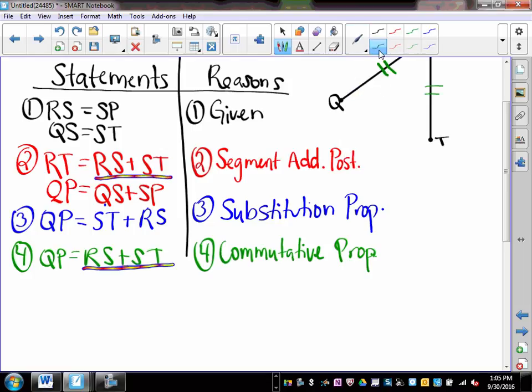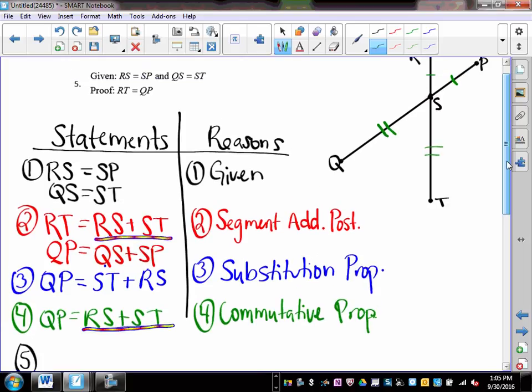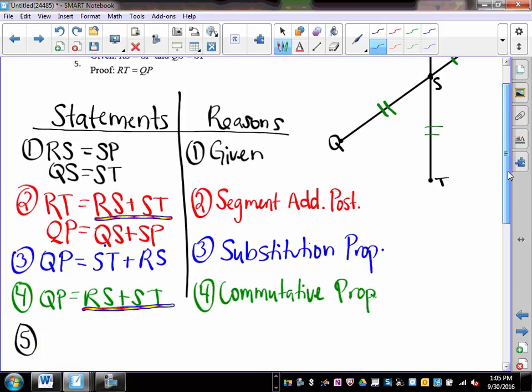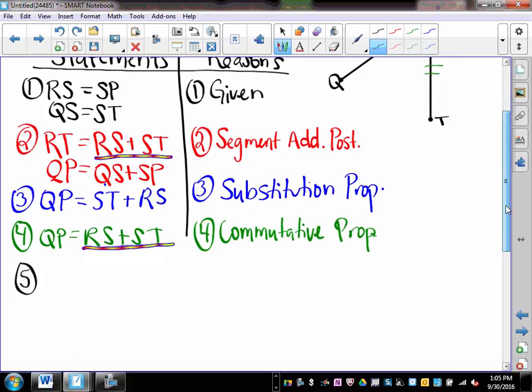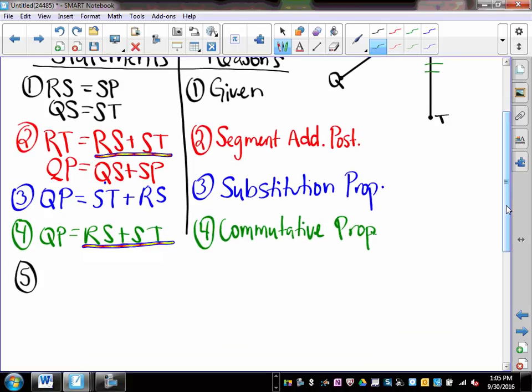What are we going to do next? RT equals QP. What should we start with? Let's start with RT, since the proof statement starts with RT. All right, the measure of segment RT is equal to RS plus ST, which is equal to QP, the measure of segment QP.